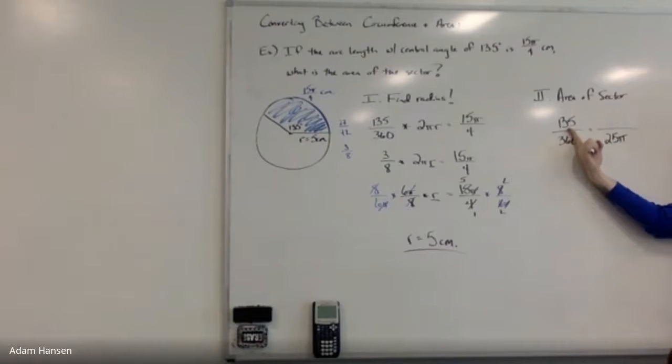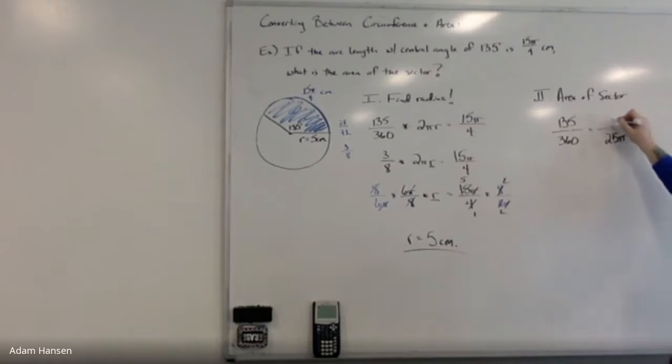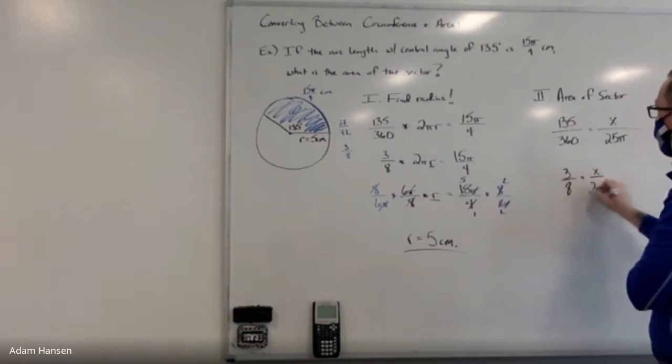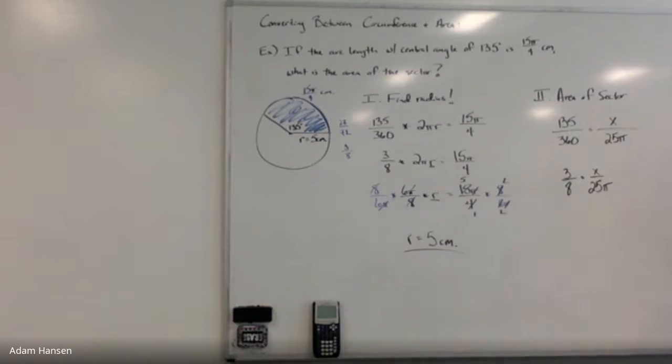So what's the area for our part, 135 degrees? Now it's pretty much just the same as working through the proportion from your warm-up. We reduced this down, Dylan, a minute ago. What's 135 out of 360 reduced all the way down to make? 3/8. 3 is to 8 as x is to 25 pi. Cross multiply: 8 times x equals 3 times 25 pi, which makes 75 pi.